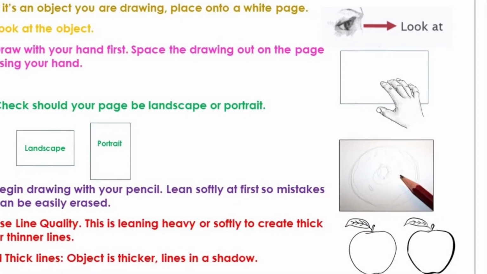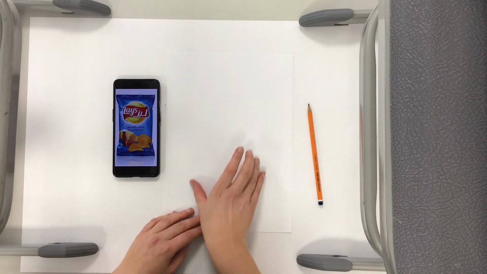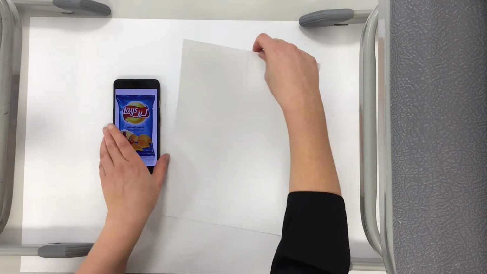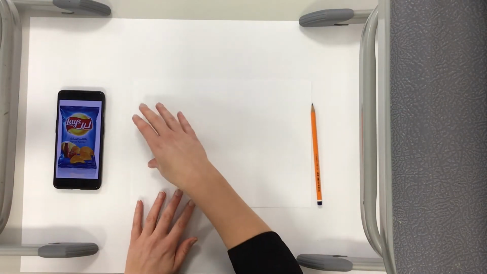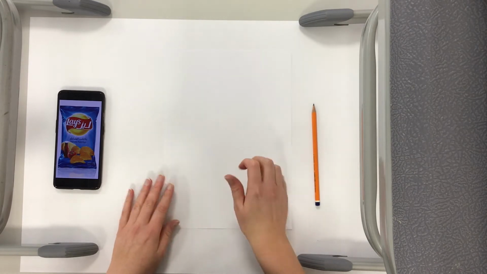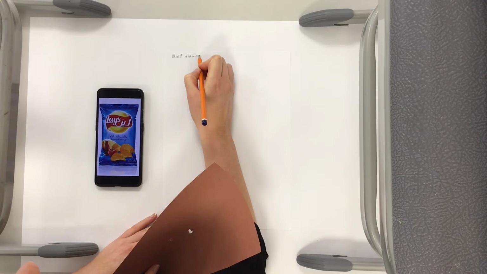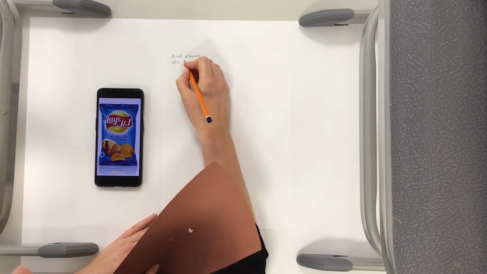Next tip is checking should your page be landscape or portrait. So if this is a chips packet, it's quite long. Should it be portrait or should it be landscape? No, I'm pretty sure it's going to be portrait. You're just checking which one fits better. I'm just writing blind drawing and my name at the top of the paper.